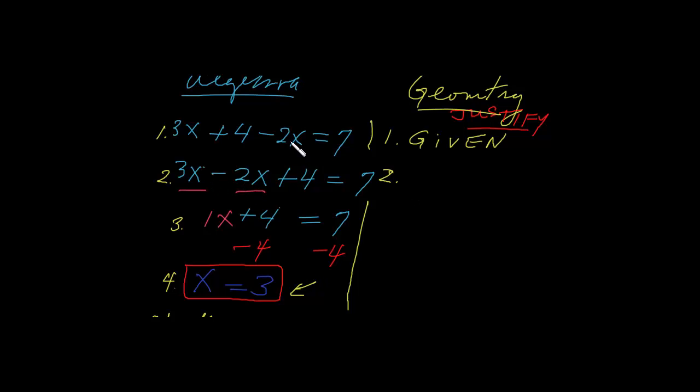In this case, we took this negative 2x and we moved it, or we switched these guys, and there's a property for that. That property exists in geometry and in algebra as well. It's called the commutative property. So you exercise the commutative property here. The commutative property says that you can switch the positions of two addends in a statement.